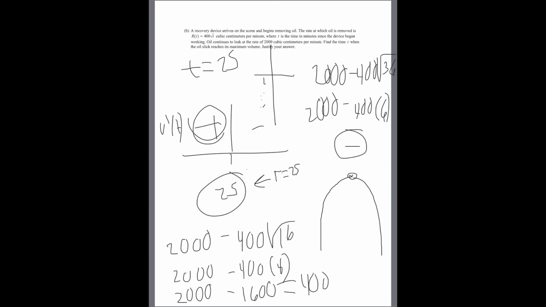Julia, is that good? Yeah. And then of course say because v prime of t changes from positive to negative. And I think that's enough reasoning because it's a more simplified rubric.